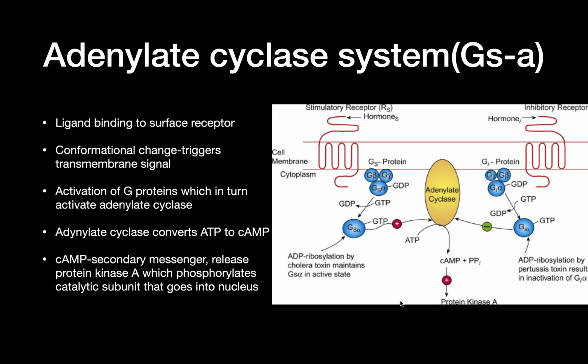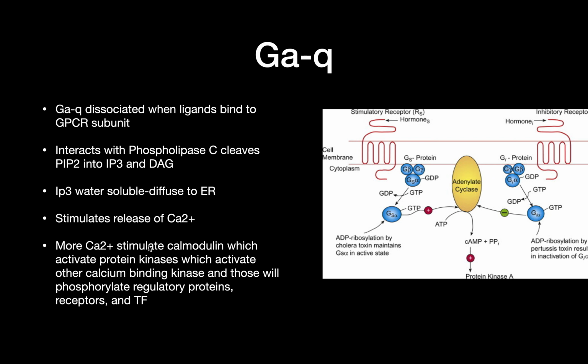Another one is the GAQ. That dissociates when the ligands bind to the GPCR subunit, and that interacts with the phospholipase C, which will cleave PIP2 into IP3 and DAG. IP3 is the water-soluble version, and it will diffuse into the endoplasmic reticulum. DAG will stay on the cellular membrane, and once IP3 is attached to the endoplasmic reticulum, it stimulates the release of calcium ions.